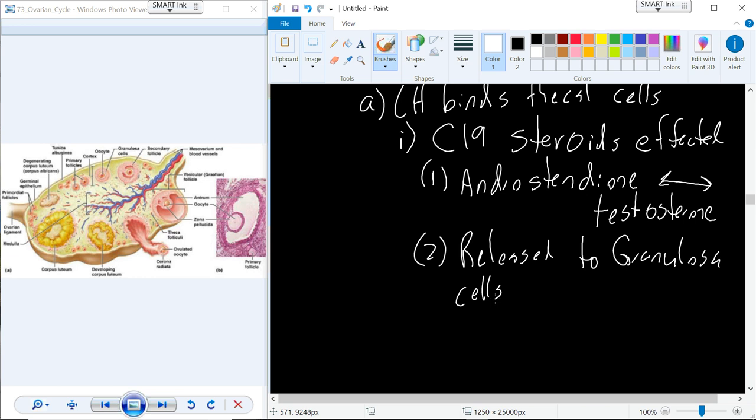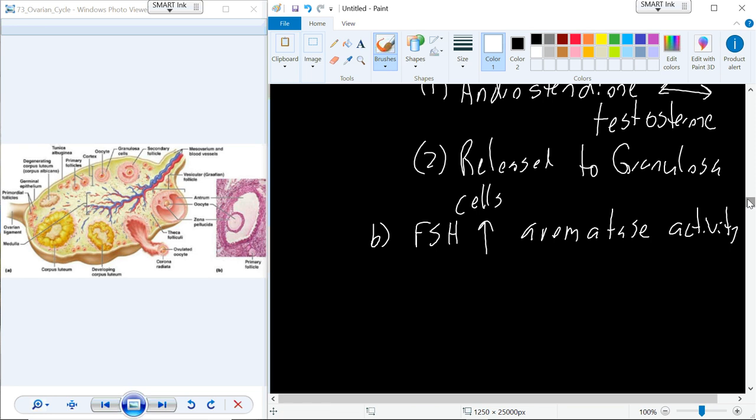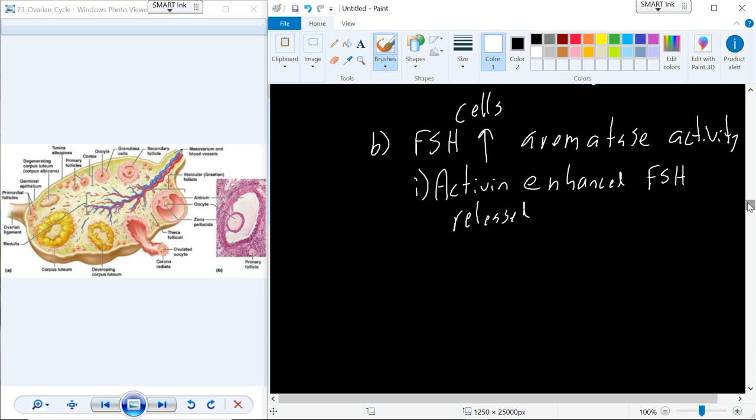Then we release to the granulosa cells. Testosterone levels increase in the granulosa cells. And when testosterone is present in granulosa cells, remember that FSH is the hormone that binds granulosa cells. And we've already seen this, I just mentioned this. When FSH binds the granulosa cells, we see an increase in aromatase activity. The FSH release is facilitated by activin. So FSH increases aromatase activity, and FSH release is enhanced by activin.